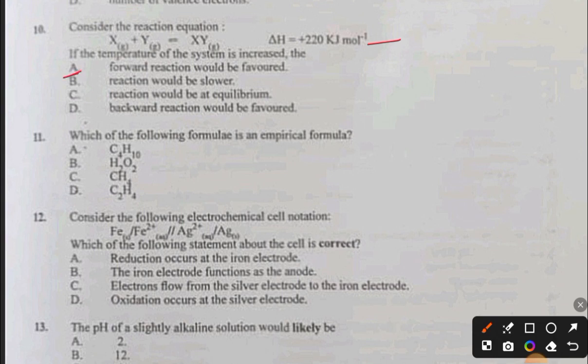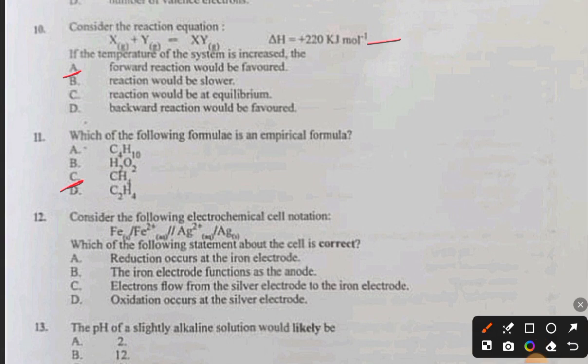Why? Increasing the temperature increases the forward reaction if the reaction is endothermic. So forward reaction will be increased. Question 11. Which of the following formulae is an empirical formula? So question 11, answer is C. It was the simplest.